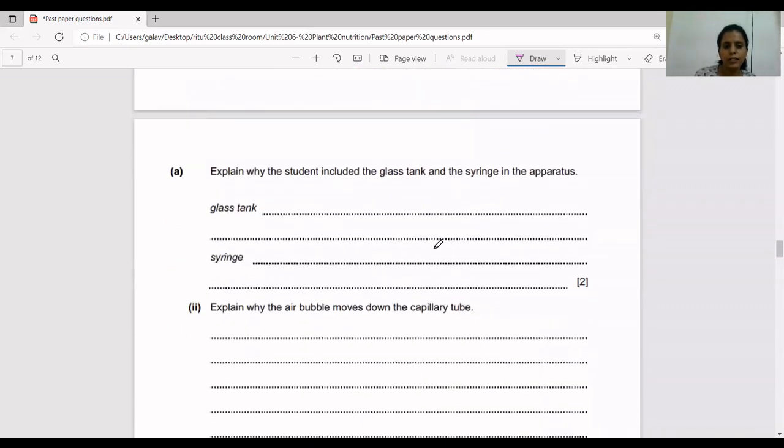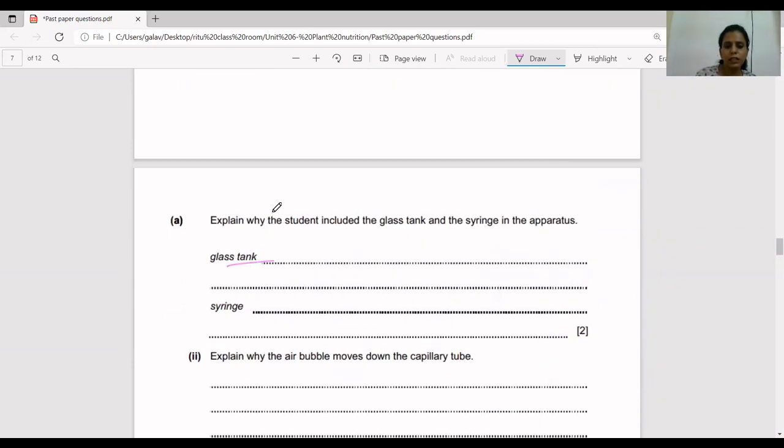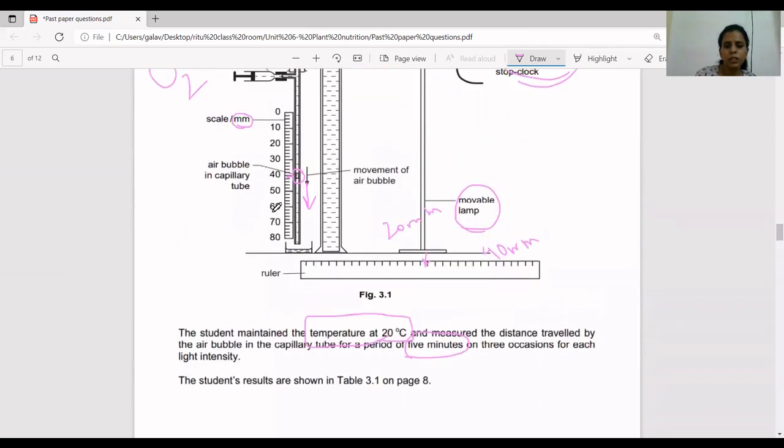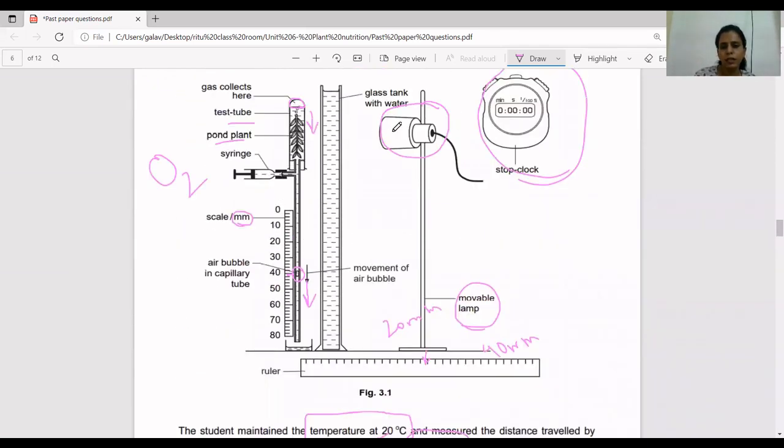So first question is, explain why the student included glass tank and syringe in the apparatus. This glass tank has been used here because this lamp is the source of light for this pond water plant, and you know that electric current has a heating effect also. So electric current always produces heat, and the heat which is produced can increase the temperature of water which is present around the pond plant.